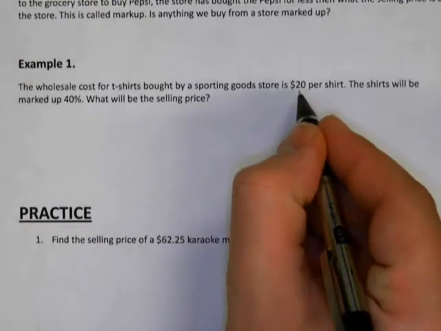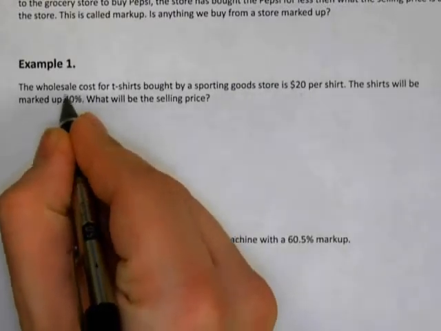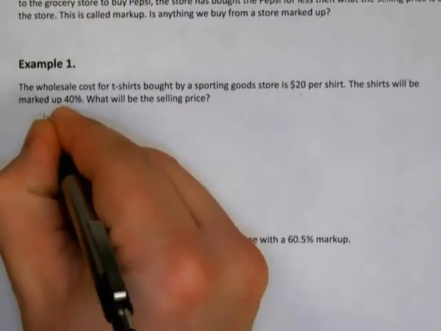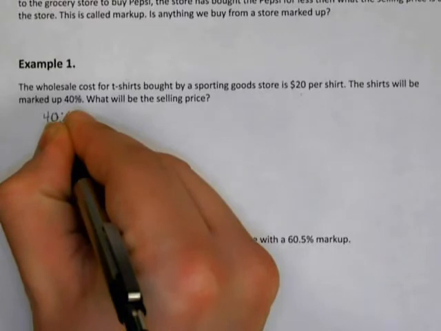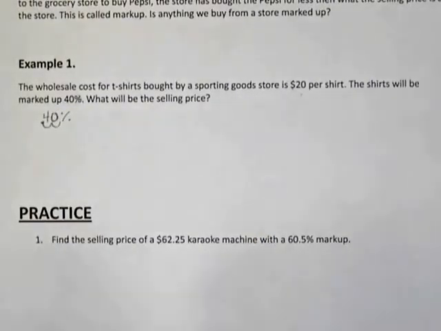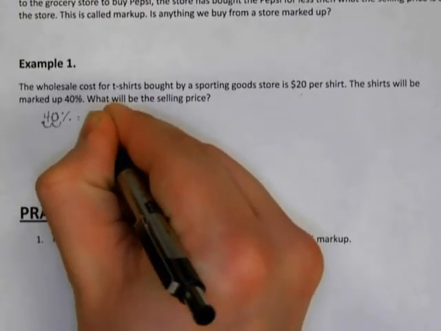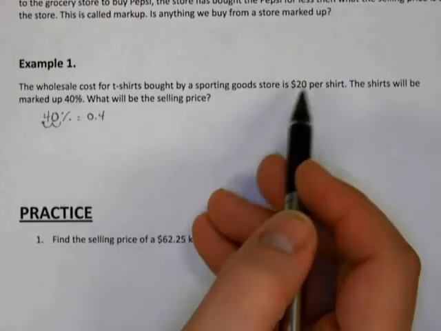The first thing we want to do is take our 40% right here, and we've got to change that to a decimal. 40%, and we're going to go back twice, just like we do anytime we change a percent to a decimal. We move the decimal point back, and we end up getting 0.4. Now we have to take that 0.4 and multiply it by the $20.